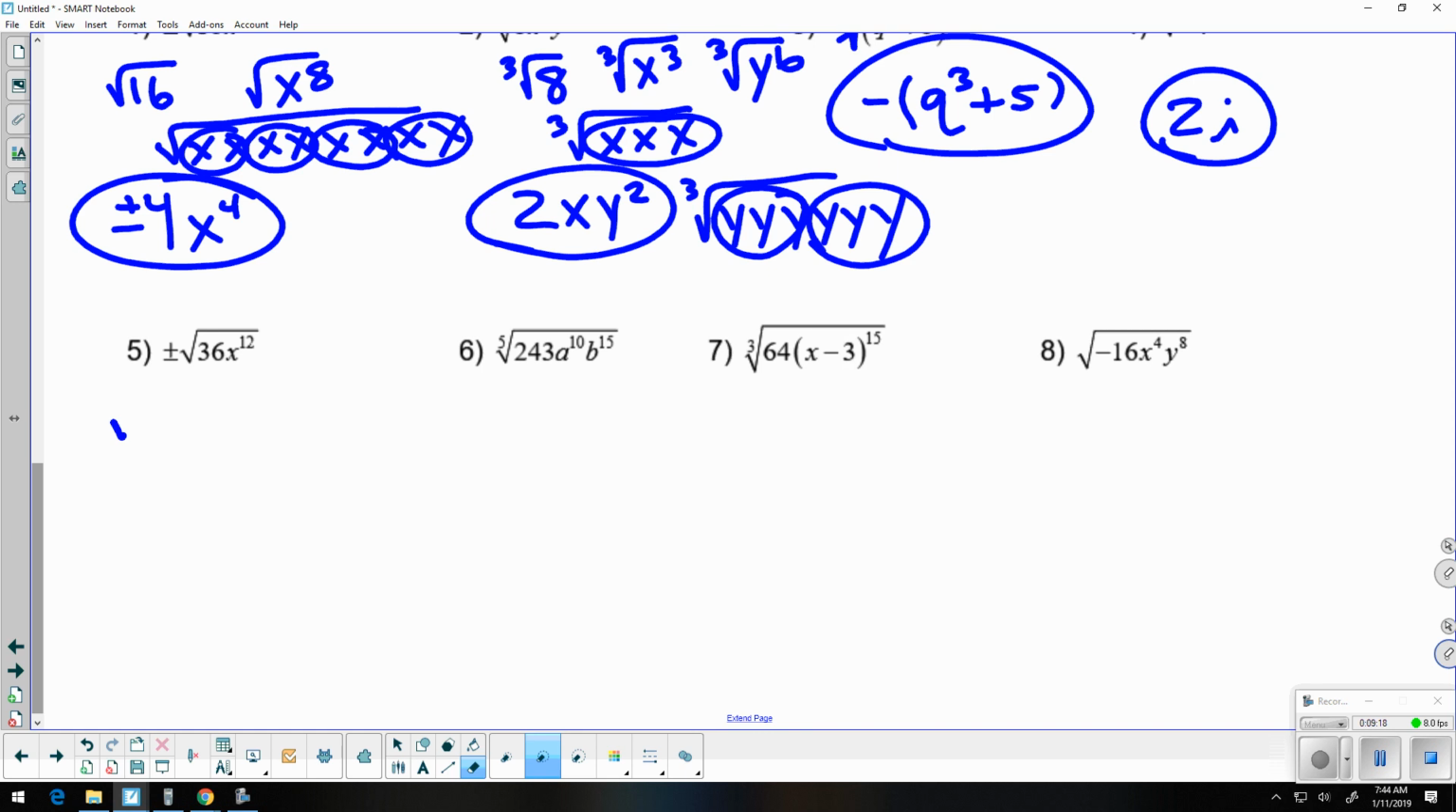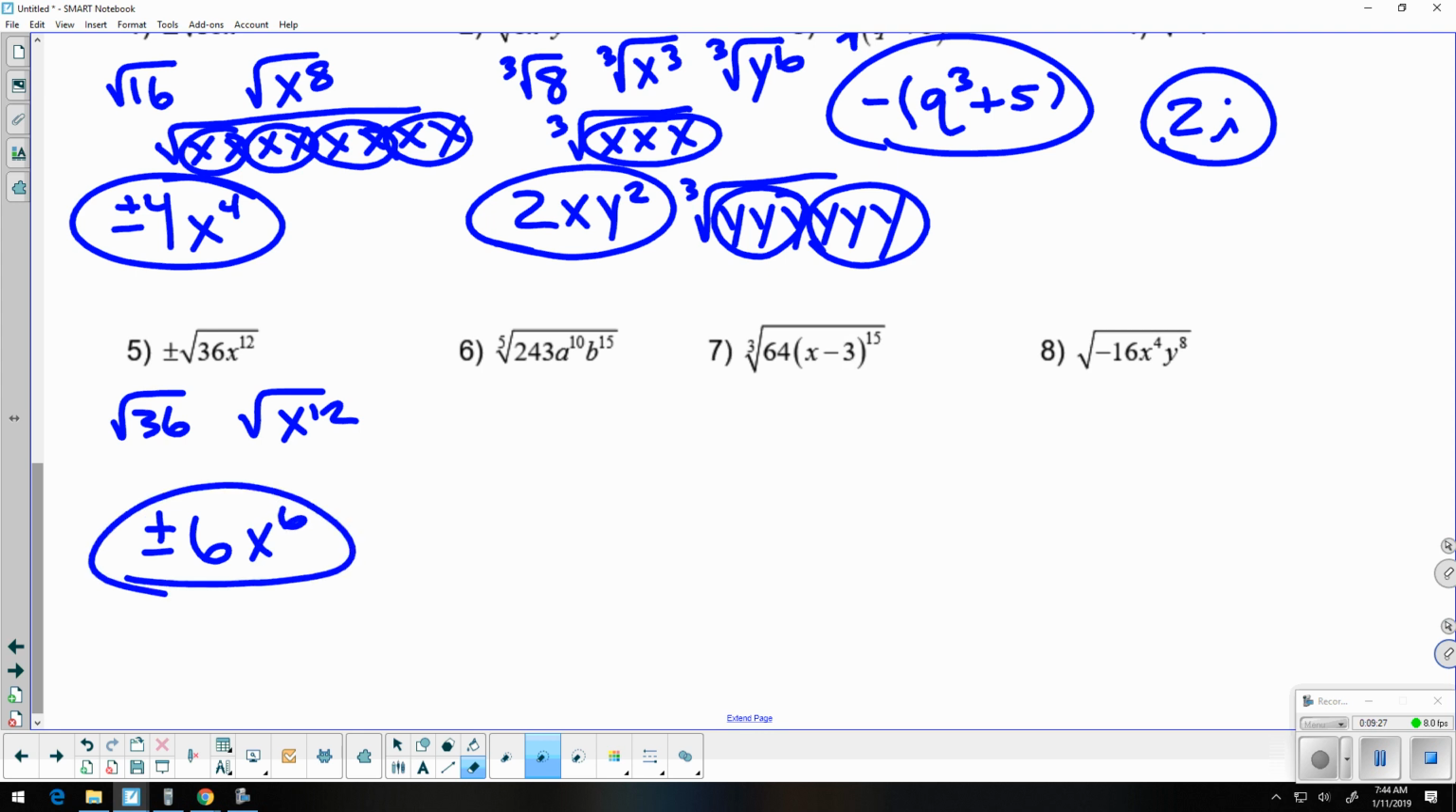So again, if you need to kind of split it up, you're taking the square root of each term, but this would just be positive negative 6, and x would be to the 6th power, because you could pull out 6 groups of 2x's. Okay, and you could always just think about it too. I'm really just doing 12 divided by 2. Again, just dividing it by my index. 12 divided by 2 would be 6. Okay, so these are coming out nice and pretty for us, not too complicated.